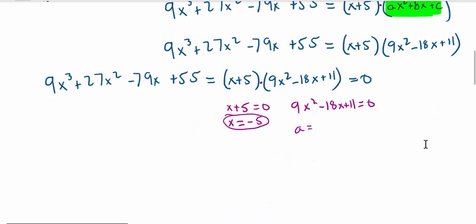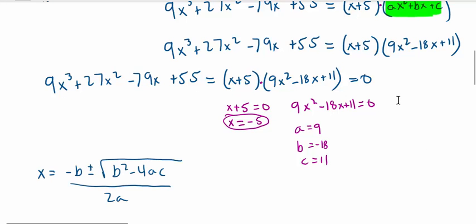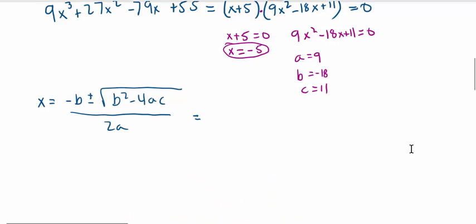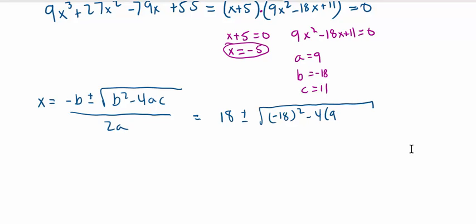So my a is 9, my b is -18, and for c I have 11. So let me throw those constants into the quadratic formula, and I see that the opposite of b would be +18, since b is -18, plus or minus the square root. B is -18. We are to square it and then subtract 4 times a, which is 9, times c, which is 11. And of course, all of that is being divided by 2 times a, and our a value is 9.